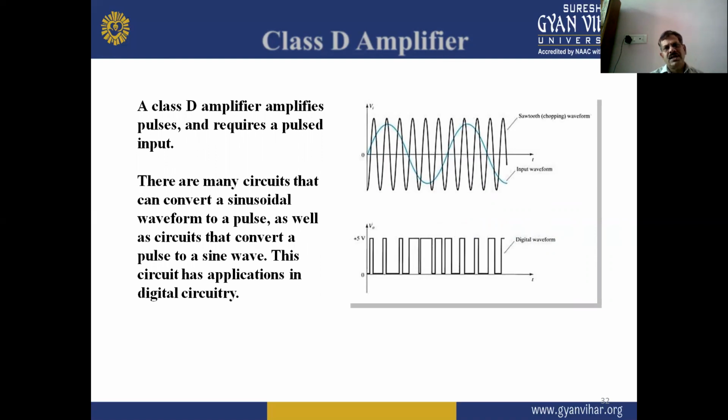And next one is the class D amplifiers. A class D amplifier amplifies pulses and requires pulse inputs. There are many circuits that can convert a sinusoidal waveform to a pulse. We can also see that conversion in these two waveform diagrams, in which a sinusoidal waveform is converted to a pulse. This circuit has application in digital circuitry, in which an analog signal or sinusoidal signal is converted into a digital signal or pulse signal.